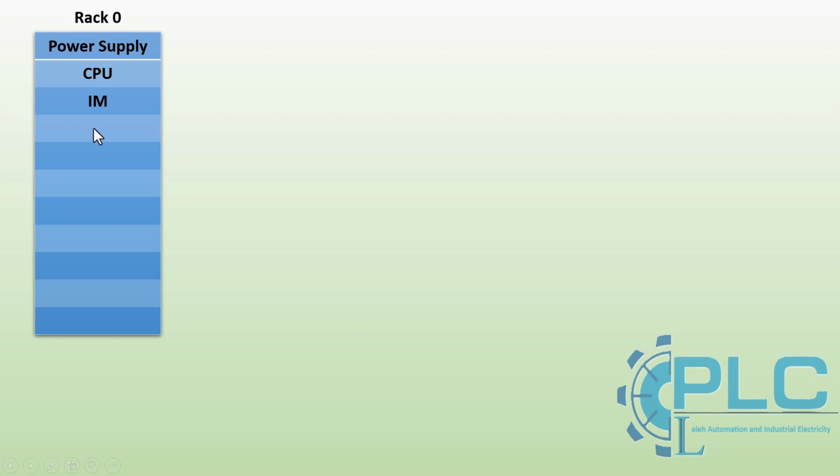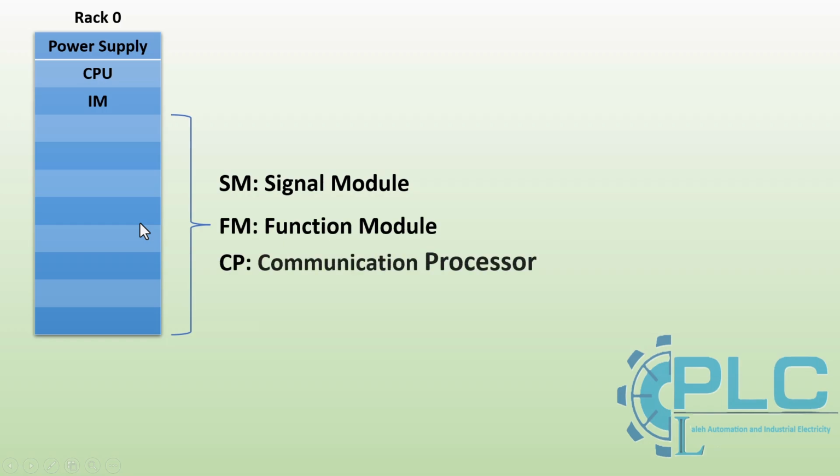Slots 4 to 11: other modules. These slots can be used for various expansion modules. Signal modules, SM: digital or analog input-output modules. CP, communication processor modules: if the CPU does not support an industrial network, for example Profibus or PROFINET, a CP module can be added to enable network communication.